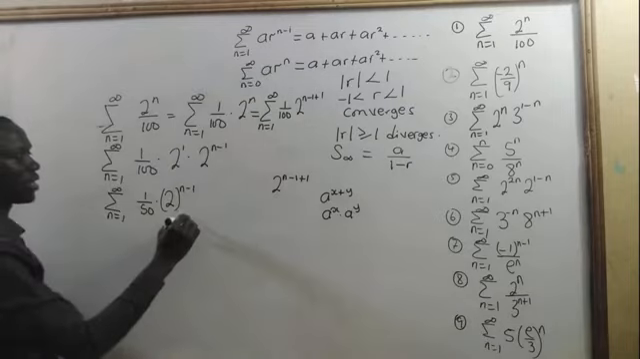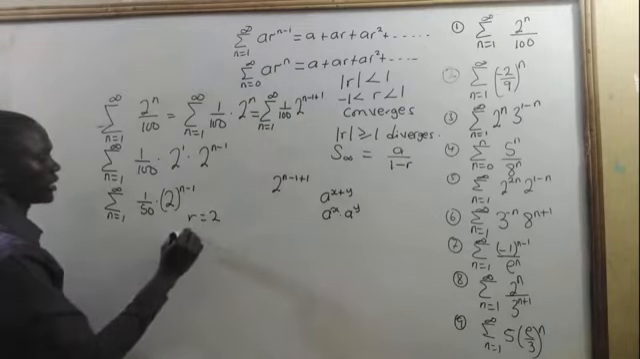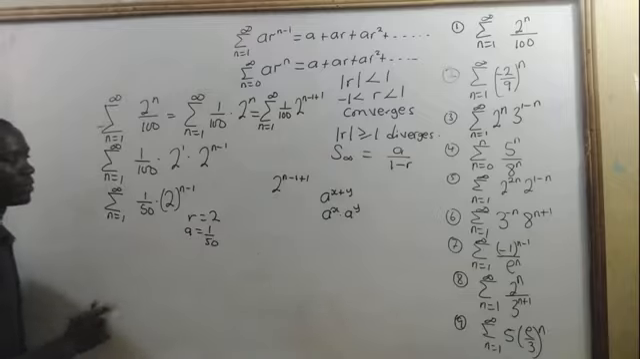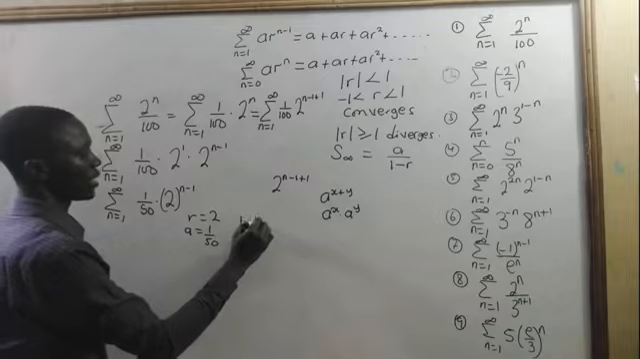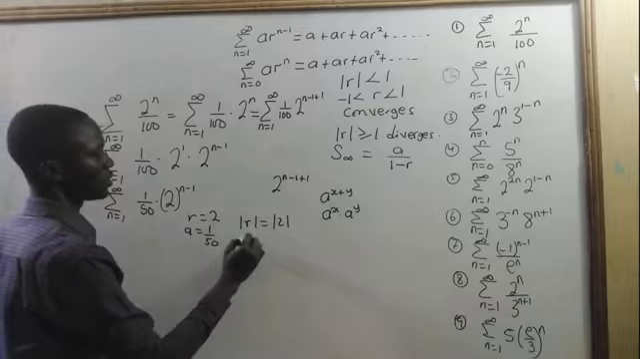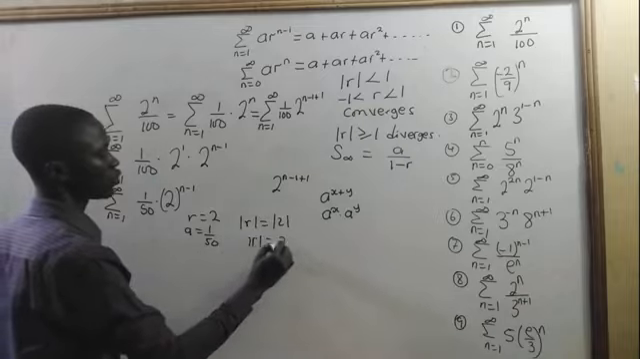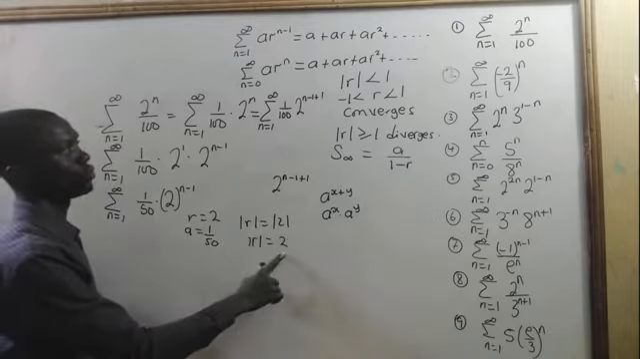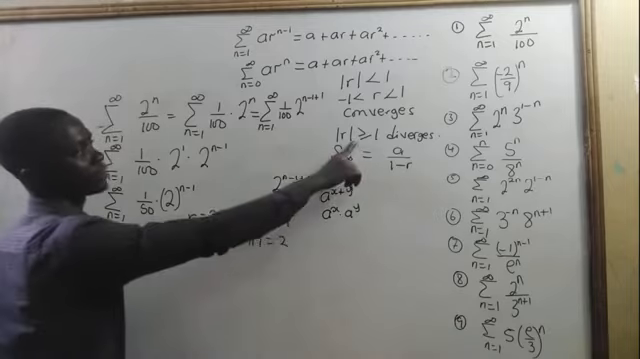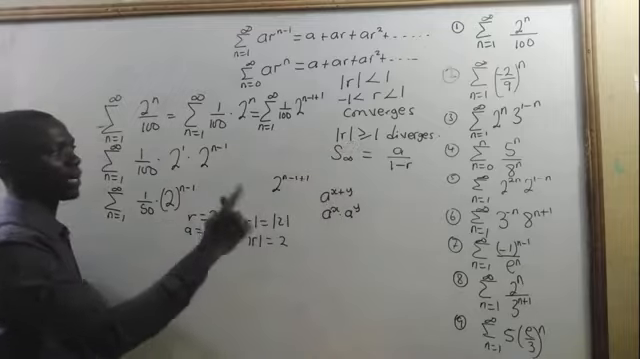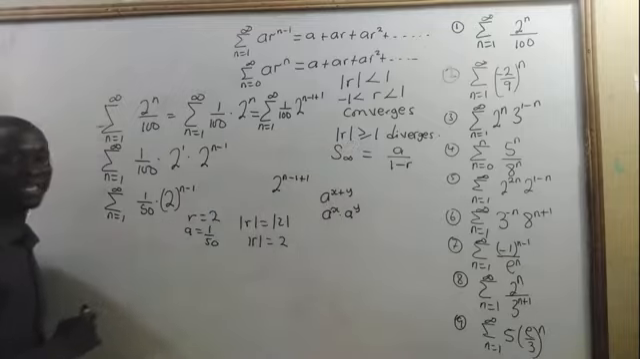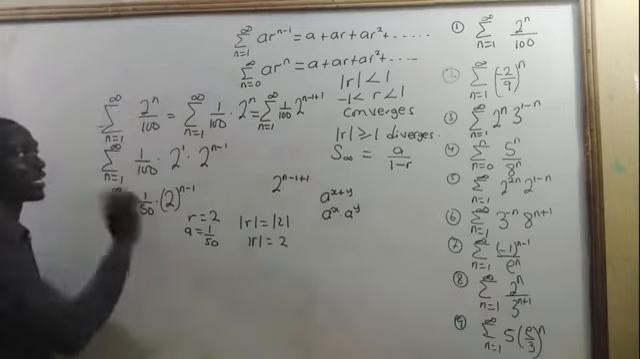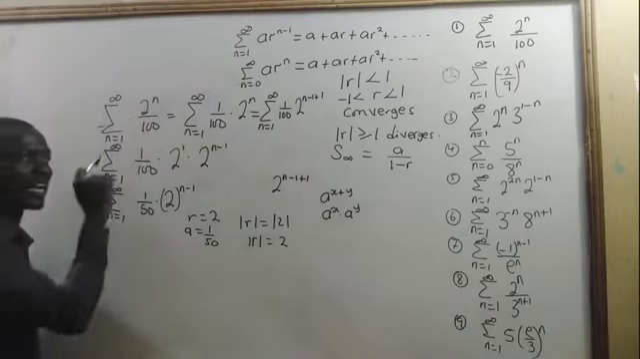So we have r equal to 2 and a equal to 1 out of 50. Now, if we take the absolute value of r, that's the absolute value of 2, then the absolute value of r is equal to 2. And this 2 is greater than 1. So if the absolute value of r is greater than 1, then the series diverges. Hence, this geometric series diverges or is divergent.